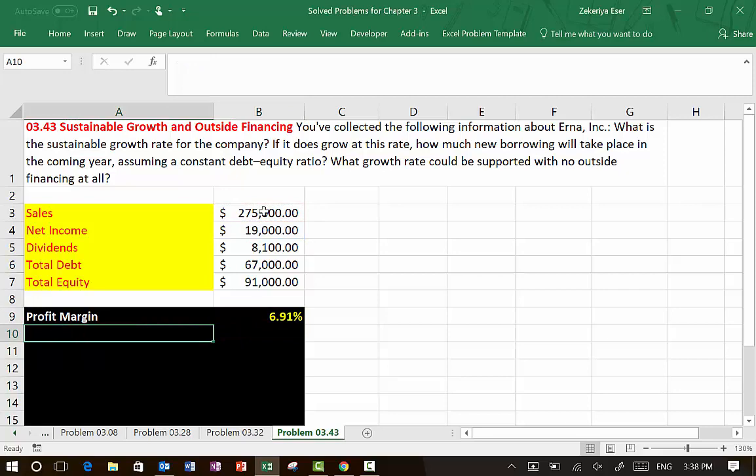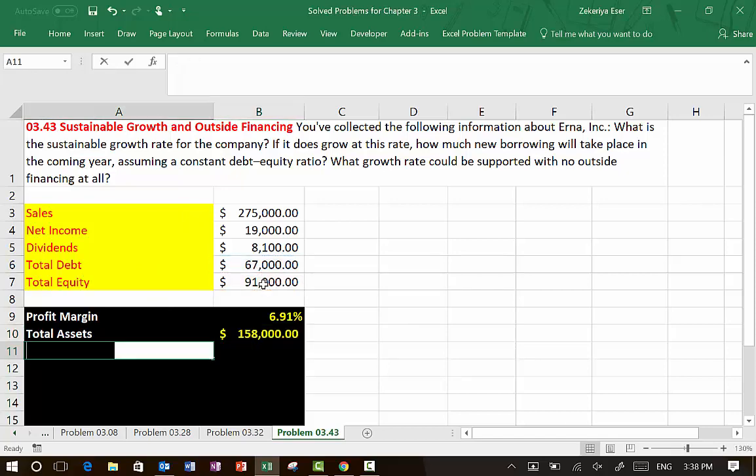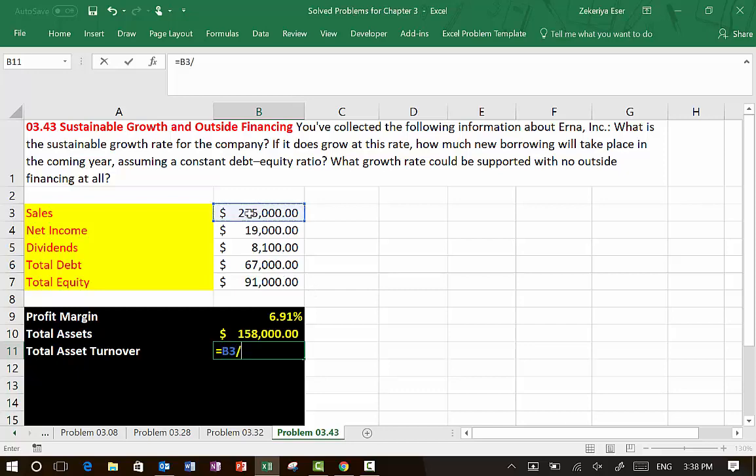Next, I need to figure out total asset turnover, which means I'm going to need total assets and sales. Sales I'm given, total asset I'm going to figure out as total debt plus total equity. Then total asset turnover is simply sales divided by total assets.